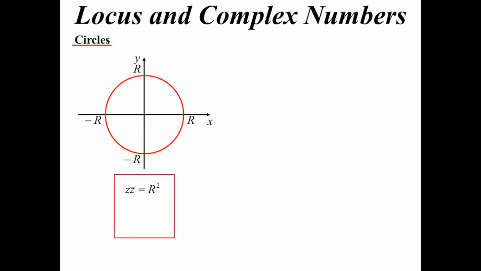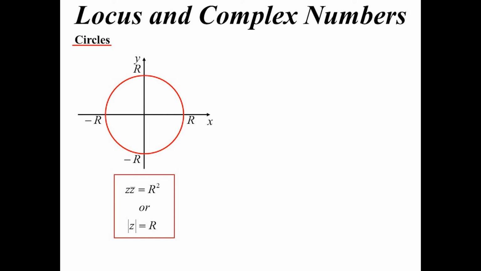Because remember, locus, we're saying, what do all the points on this circle have in common? And it's their distance from the origin. Well, distance from the origin is modulus, we now know. So a much neater way of writing that is just simply the modulus of z is equal to r. Be careful with that though. Notice it's not r squared because we're saying the distance from the origin is r.